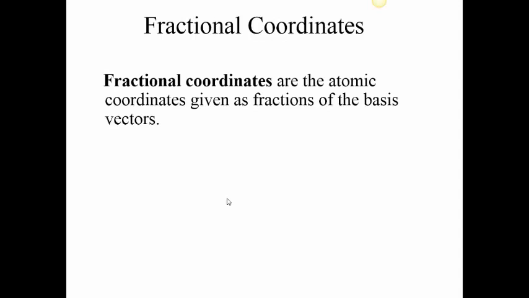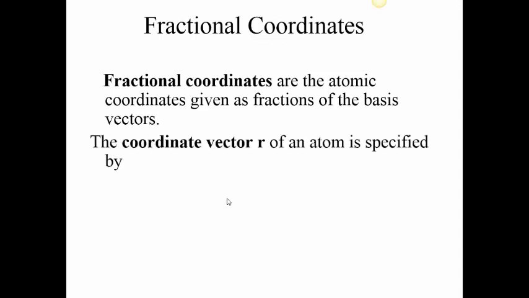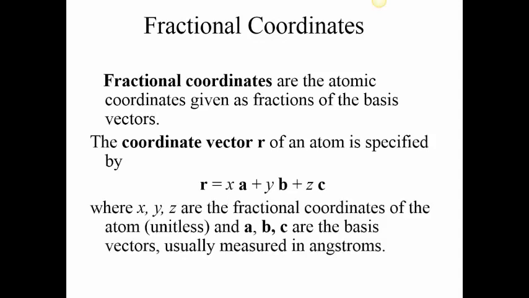Here's the definition of fractional coordinates. They are the atomic coordinates given as fractions of the basis vectors. You will have to know this because we will have definitions on our tests and on our quizzes. The coordinate vector r is specified using the fractional coordinates. This is a three-dimensional one, of course. We have the basis vectors a, b, and c, and the fractional coordinates x, y, and z.